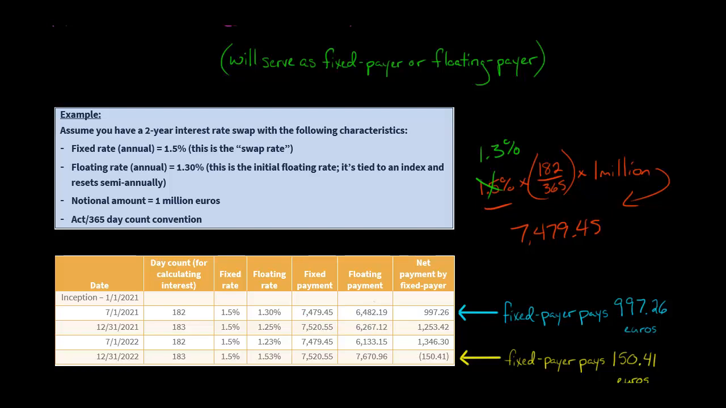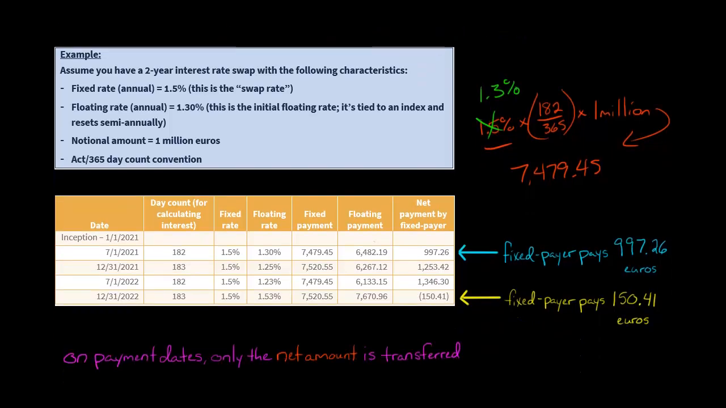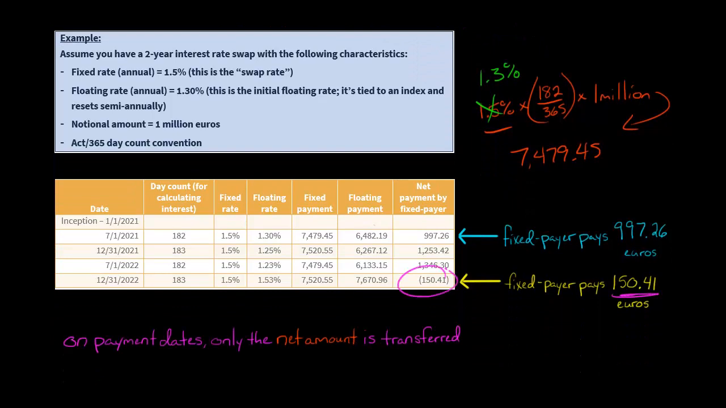Now, the floating rate continues to change. It's different every time. And on the last pay period, the floating rate actually exceeds the fixed rate. So at that point, the floating payment is higher than the fixed payment, and the fixed payer is actually going to receive a payment. They're going to receive 150.41 euros here. That's why I've got it in parentheses, to indicate that they're not paying it out, they're receiving it. So when the floating rate is higher than the fixed rate, the fixed rate payer is getting money instead of paying it out.